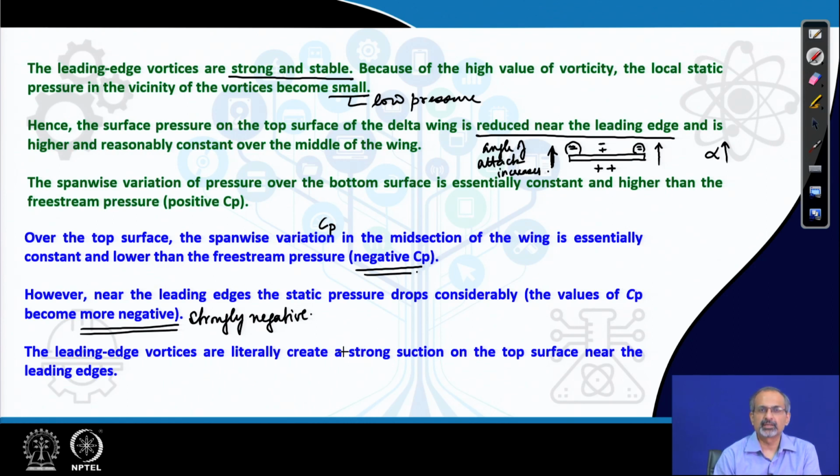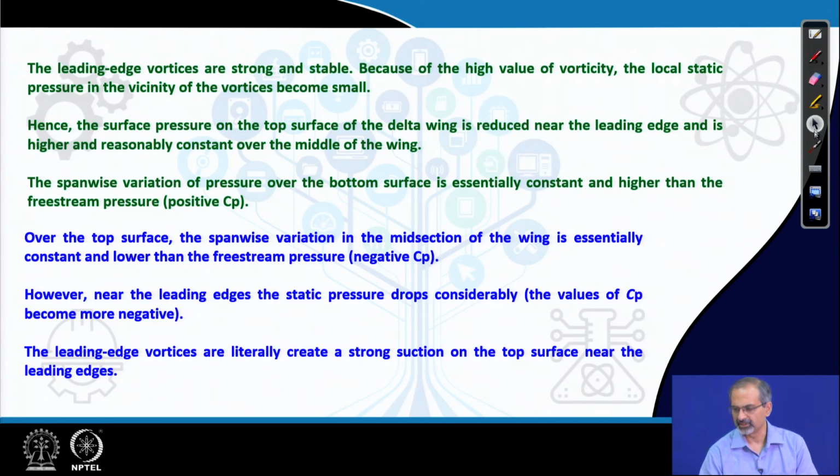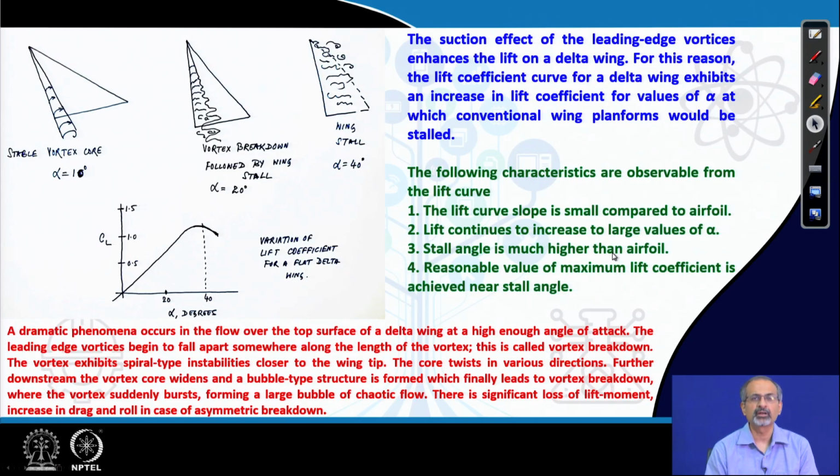Of course, pressure on all the surfaces continues to point towards the surface and normal to it, but it is only the difference between the lower and upper surfaces which creates the lift. Leading edge vortices are literally creating a strong suction on the top surface near the leading edges. So, this is the story in terms of the pressure distribution, and as you can understand, there is considerable difference between the airfoil behavior and the finite wing behavior, as we can see in the delta wing situation.